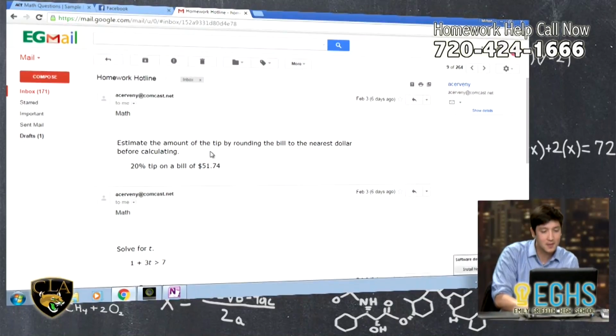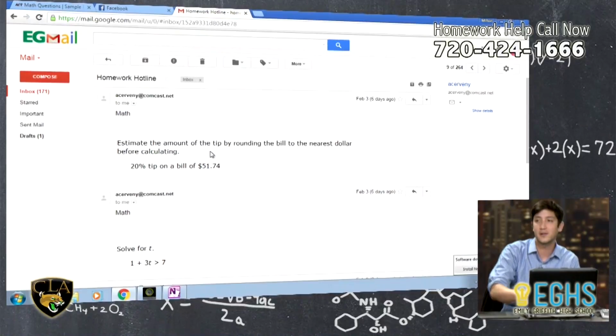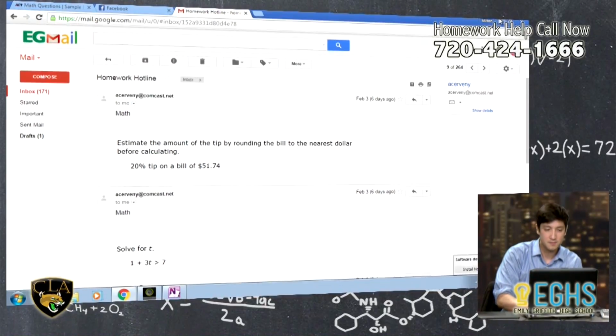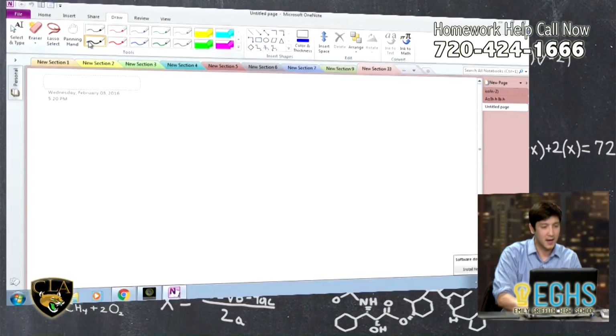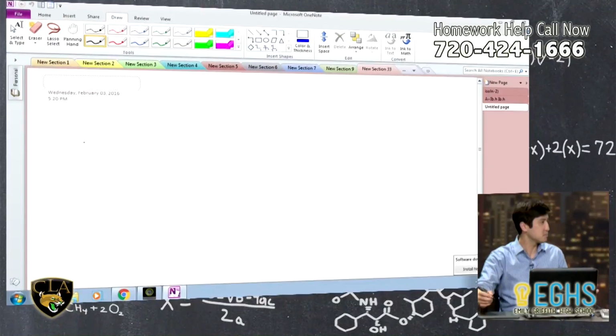It says estimate the amount of the tip by rounding the bill to the nearest dollar before calculating. Oh, I love this. Everybody should learn to make this easy. It's so practical. I'll go through the percentage and how you've explained it before with proportions, because I think that's really helpful to understand.